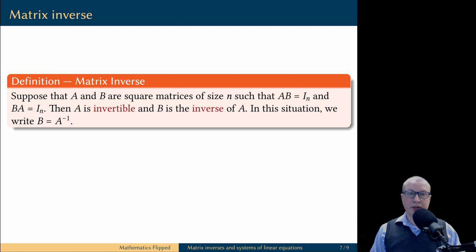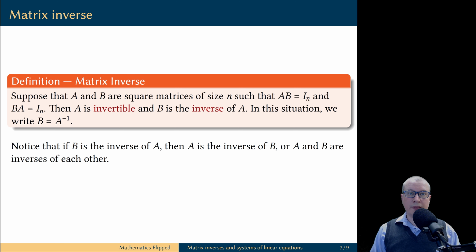We also adopt a customary notation that we have from numbers, and we denote the inverse matrix by using the exponent notation of -1. Notice one important implication of this definition. This definition is symmetric with respect to matrices A and B. Therefore, if B is the inverse of A, then A is also the inverse of B, and we can say that A and B are inverses of each other.